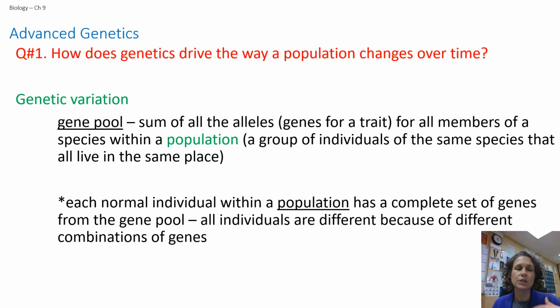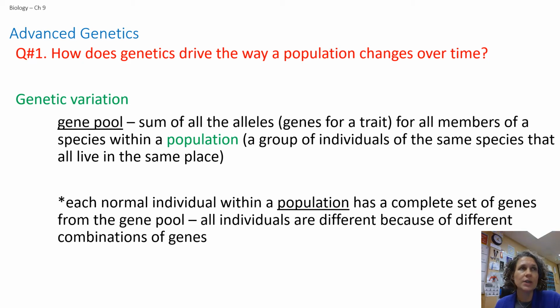It goes into more of what we'll talk about as far as population genetics, but also mutations, things that can go wrong genetically, and some of the effects of those things. So the first part of the chapter deals a lot with population genetics and genetic variation. The first thing to know are some vocabulary words, and gene pool is the first one.